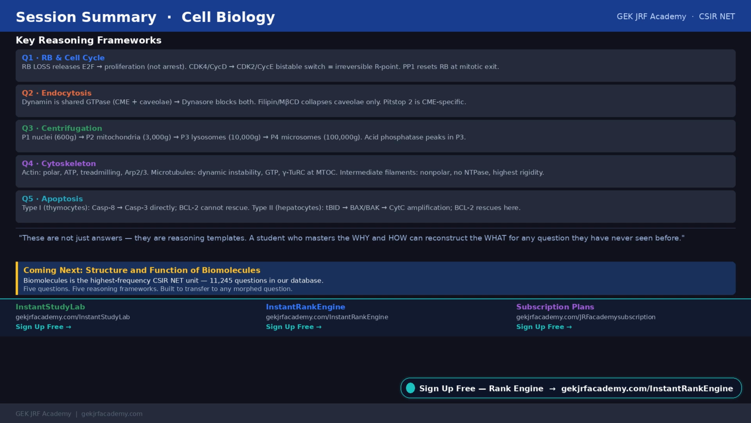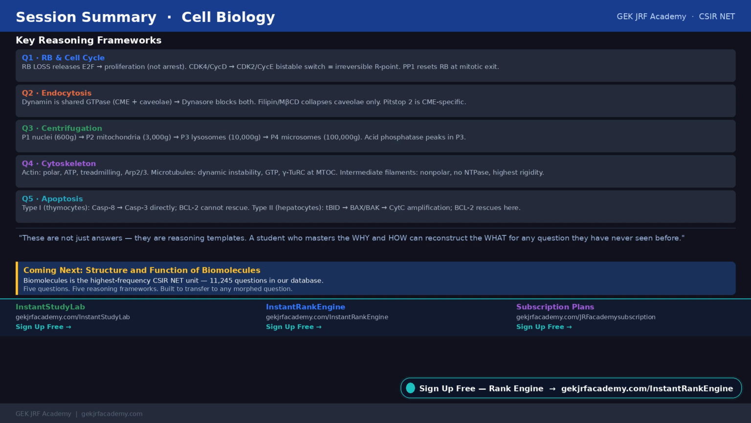Question 3. Differential centrifugation. Organelles pellet in order of decreasing size. Nuclei at 600 g. Mitochondria at 3000 g. Lysosomes at 10,000 g. Pellet P3. And microsomes at 100,000 g. Acid phosphatase peaks in P3.